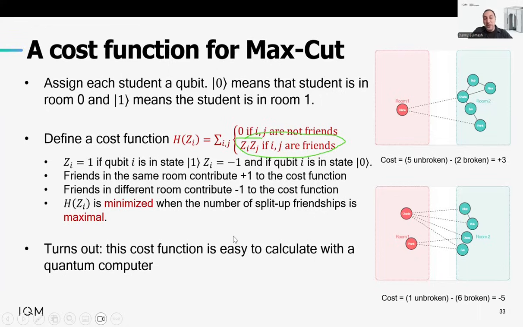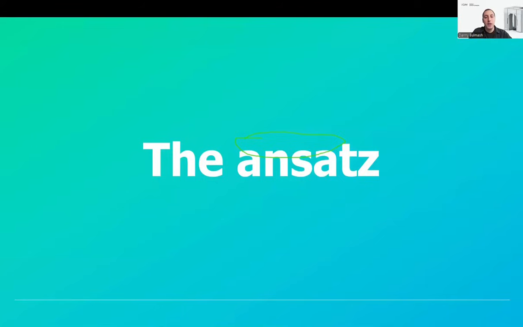And it turns out that this cost function is actually easy to calculate with a quantum computer. All we have to do is measure our qubits and then do some classical calculation. It's very easy. We'll actually implement that a little bit later in the lab. Okay, so that's how the cost function works for these variational problems. And we now have a problem in mind that we can solve with a variational algorithm, this max cut problem, the problem of splitting up these friendships.